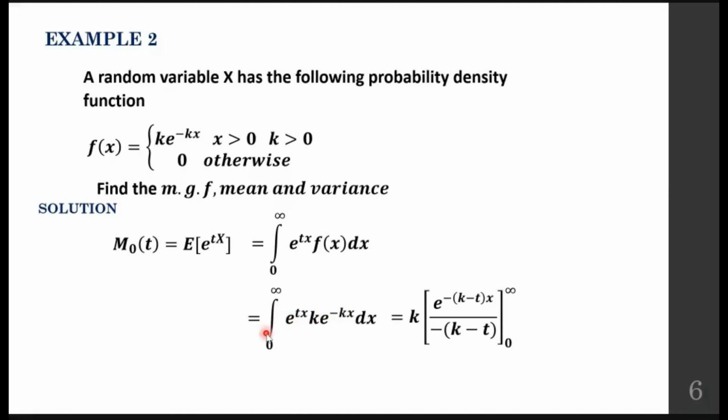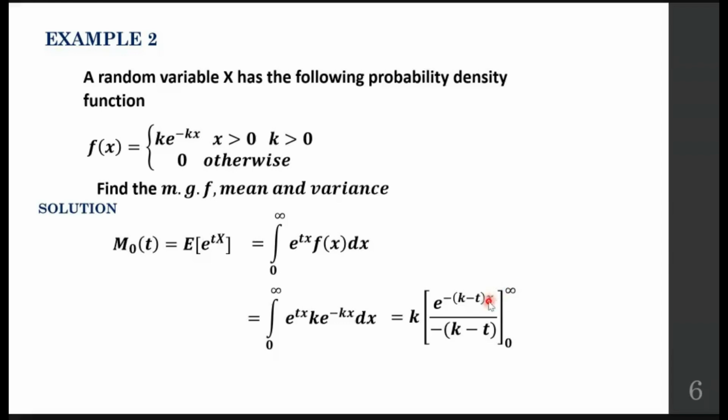K came outside, and if we combine both, I can also write e raised to t minus k into x. If I keep t minus k, what will happen? When we integrate and apply the upper limit, the whole term will become infinity. We want a finite answer for that. So after taking this minus sign out, we will write the e raised to function. So we are writing e raised to minus of k minus t into x. Upon the integration of this will become minus of k minus t, between the limit 0 and infinity.